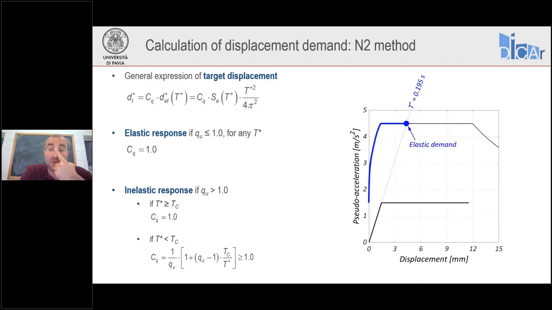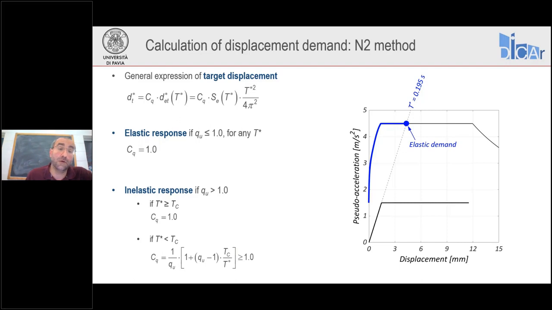So the first step is to determine the elastic demand. You remember that lines radiating from the origin of the system correspond to periods. Now, our oscillator has a secant elastic period T star of 0.195 seconds. We intersect the elastic response spectrum at this point. This is our elastic demand.